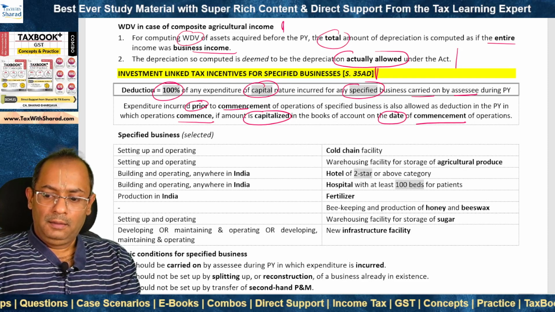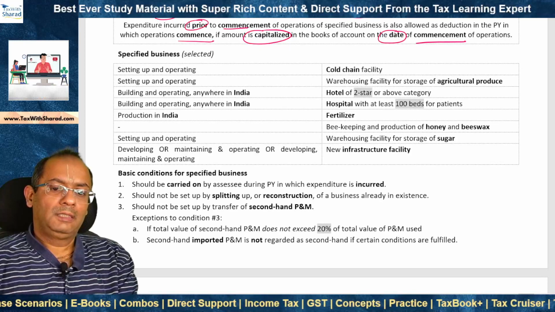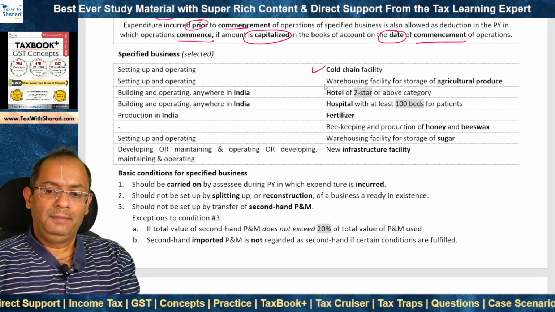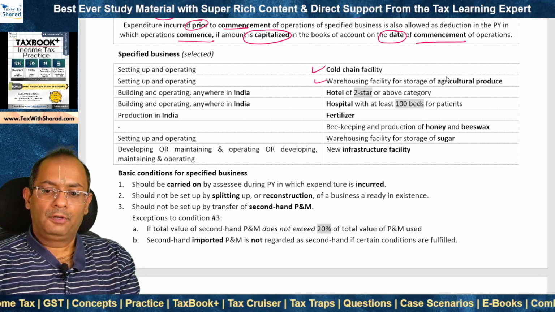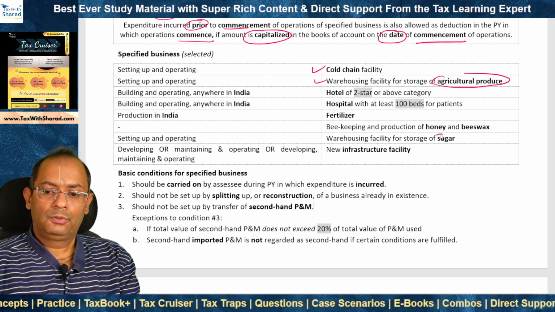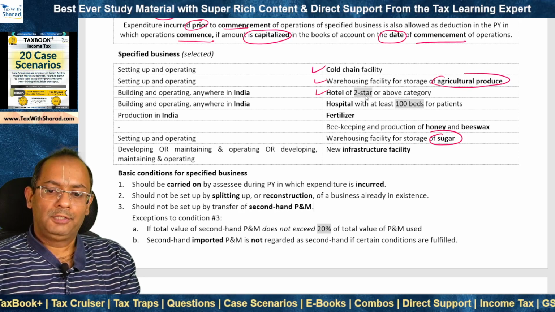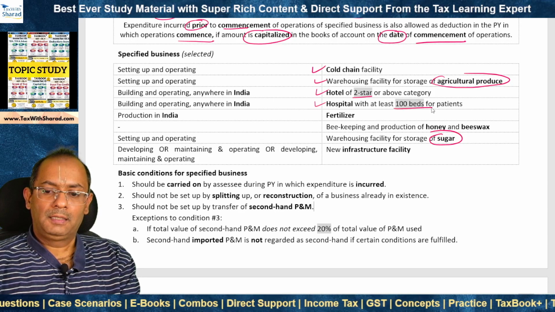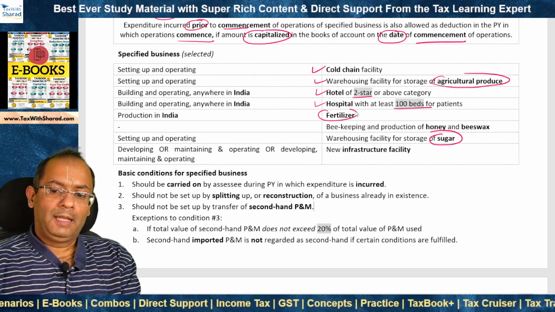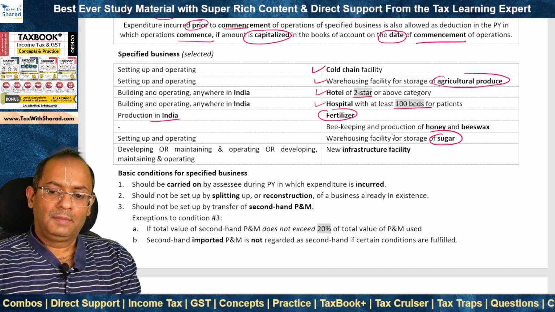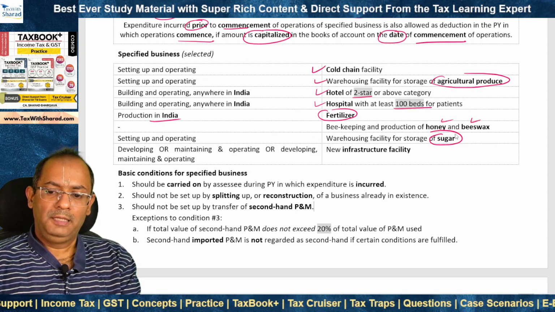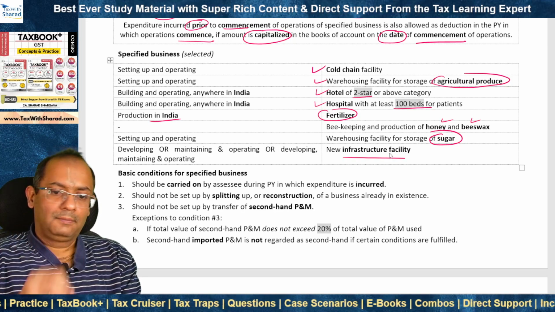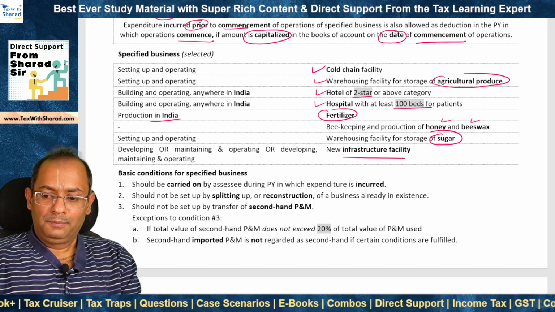satisfied. There is a list of specified businesses, but some of the select businesses are given here. Cold chain facility, warehousing facility for storage of either agricultural produce or sugar. If it is a case of hotel, it should be at least 2-star. If it is hospital, it should have at least 100 beds. Fertilizer production in India, beekeeping and production of honey and beeswax, and the business of new infrastructure facility. These are some of the specified businesses covered.